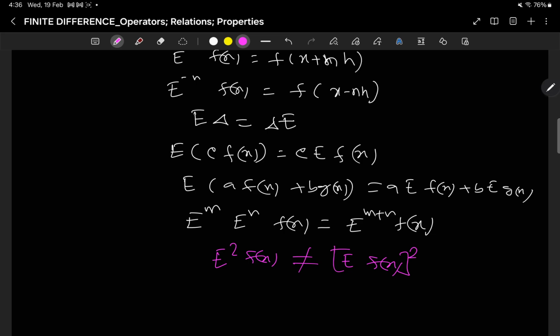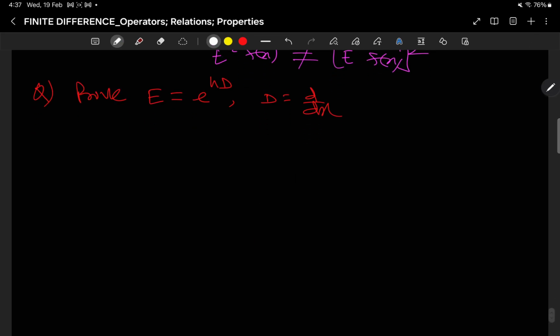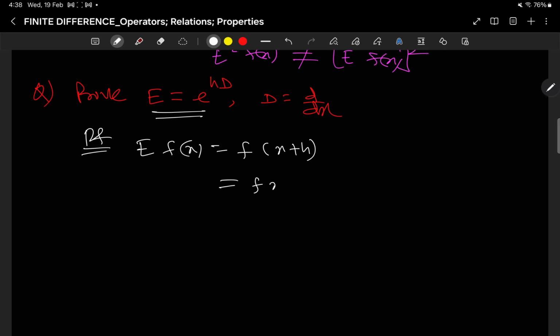Okay, don't be confused. Now coming to one more important question. E is equal to e to the power hD. You know E of f of x is f of x plus h. By Taylor series expansion, it is f of x plus h f dash x plus h square by factorial 2 f double dot x, and you continue like this.